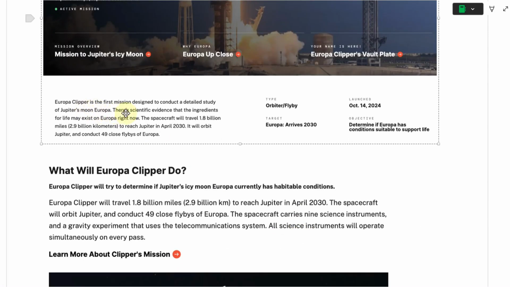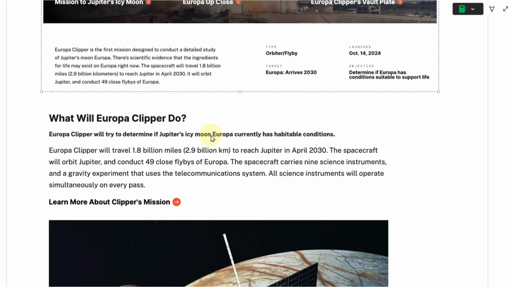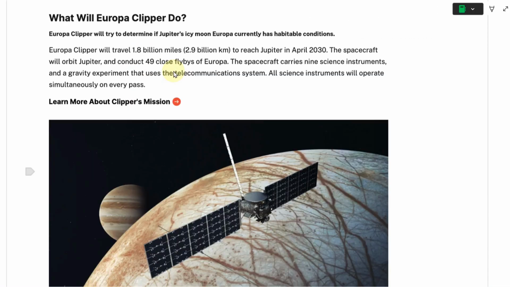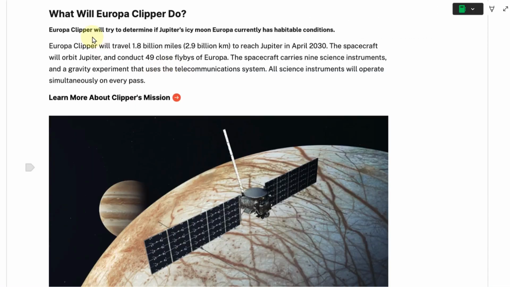Europa Clipper is the first mission designed to conduct a detailed study of Jupiter's moon Europa, and there's scientific evidence that the ingredients for life may exist on Europa right now. The spacecraft will travel 1.8 billion miles, 2.9 billion kilometers, to reach Jupiter in April 2030. It will orbit Jupiter and conduct 49 close flybys by Europa. And then here's some interesting reading on this.